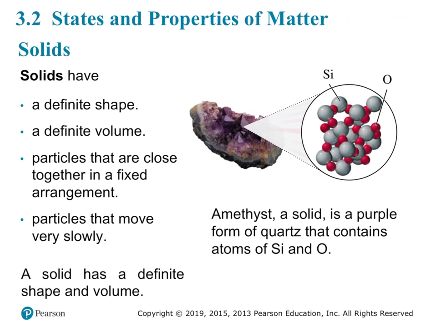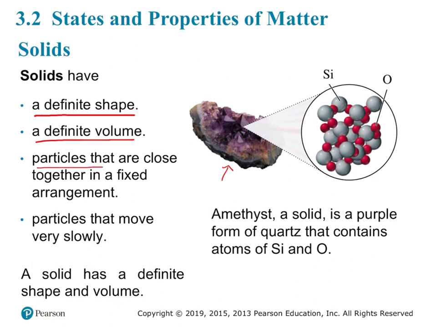So solids have a definite shape. Looking at the crystal or the amethyst off to the right, we can see that there's a definite shape there, and it's going to maintain that shape unless we manipulate it. Solids also have a definite volume. So we could measure the volume of that amethyst by maybe volume displacement. If we dunked it in some water and then tracked the change in volume, we could figure out the volume that way.